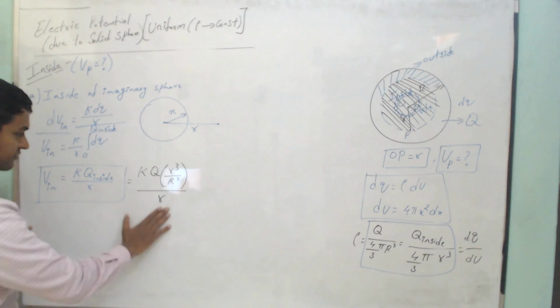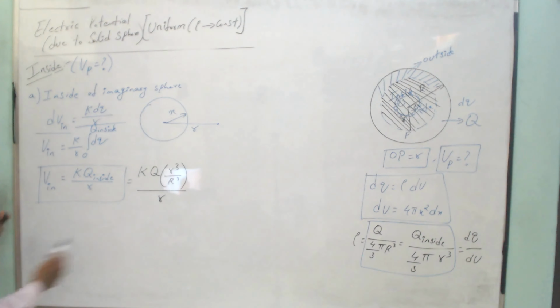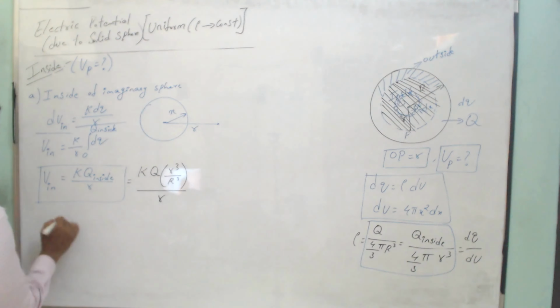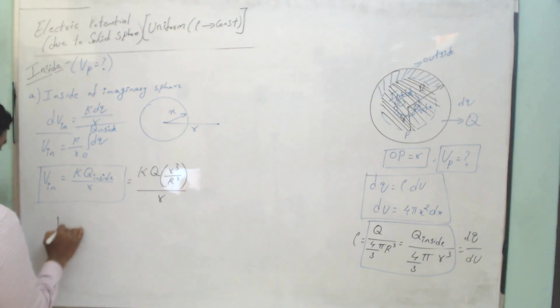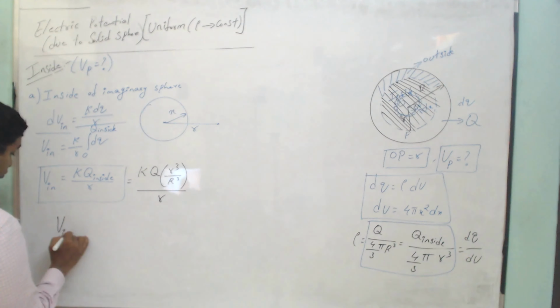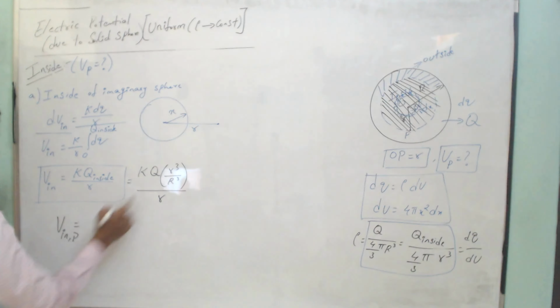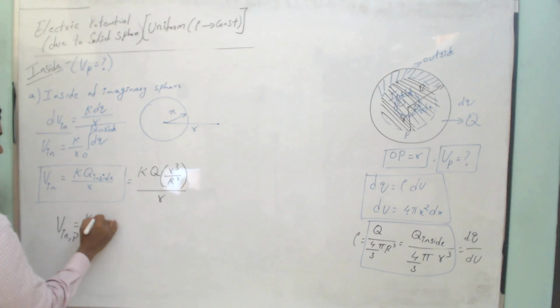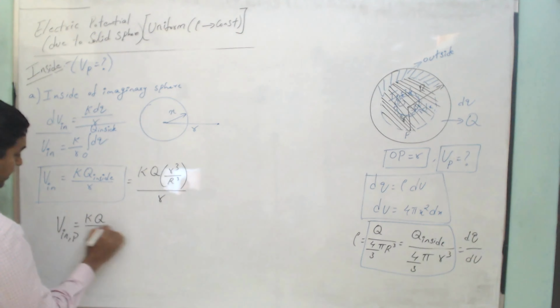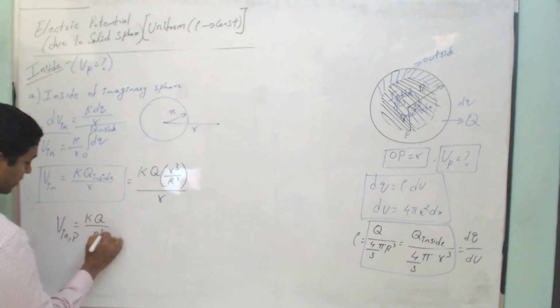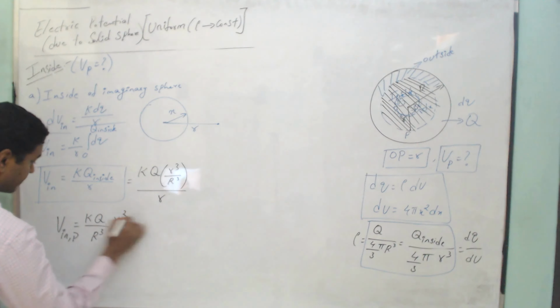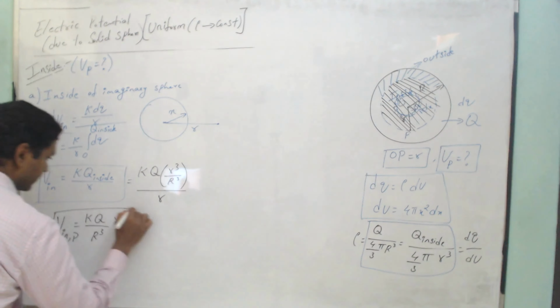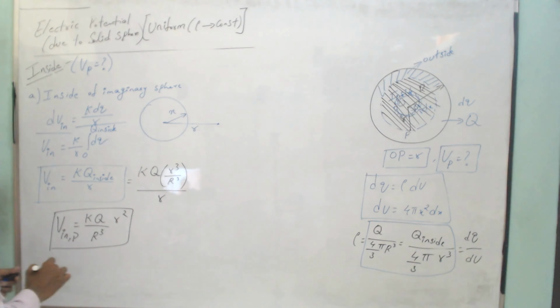But here we have denominator r. So only one r will cancel. So the potential due to my inside material at point P is equal to K capital Q by R cube into R square. Clear?